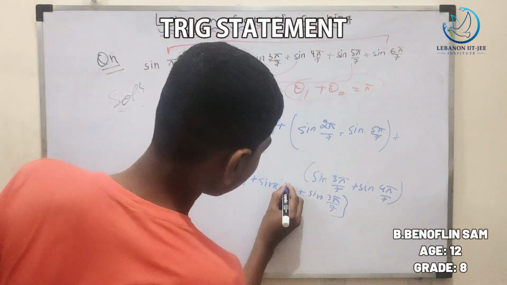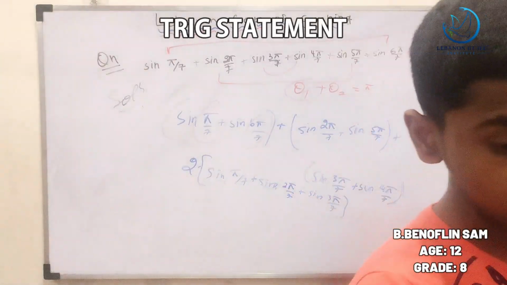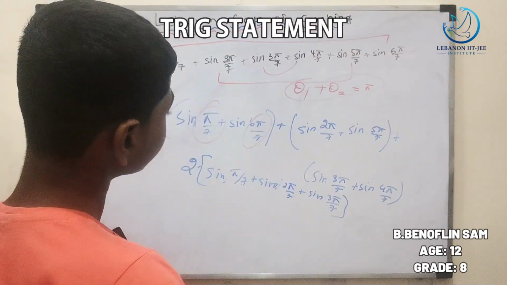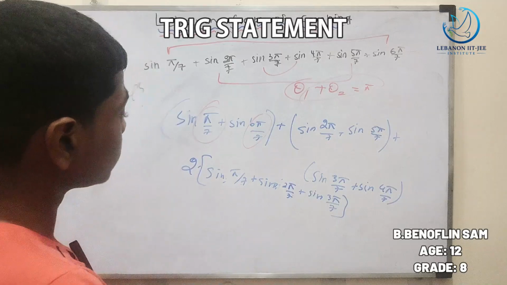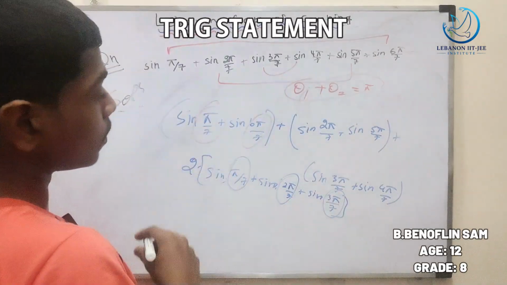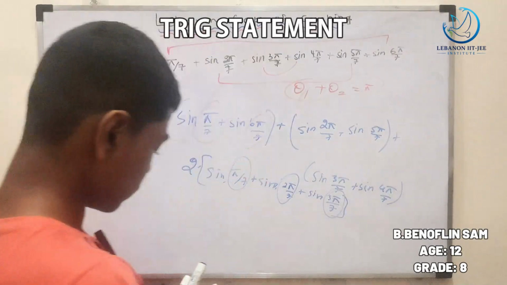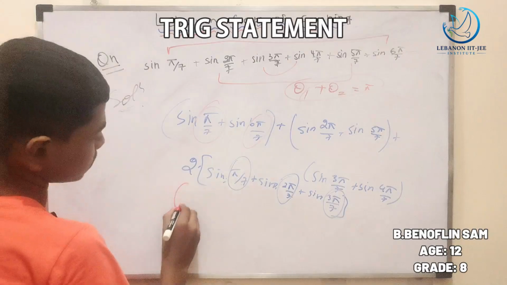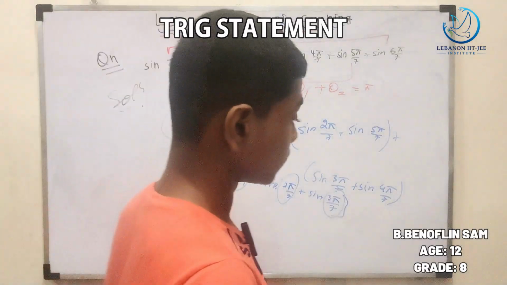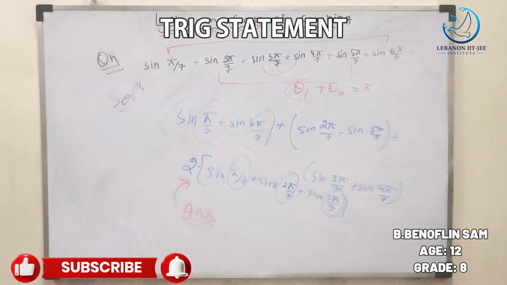Wait a minute. If I add these, it will go this way: 2 pi, 5 by 7, 3 pi by 7, and we get 6 pi by 7. So no issues, this is the correct answer for this. This is how you have to use the statements that I have taught. The next one we are going to see.